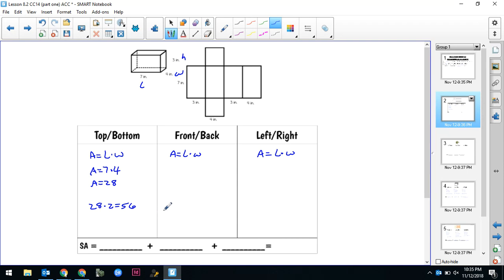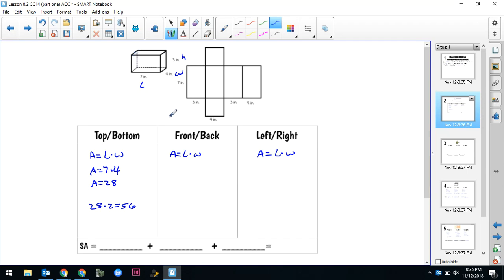Now, when we look at the front and the back, this is where I would suggest trying to imagine which one of those rectangles, which one of those faces is closest to you. Now, be careful here. We still use length and width because they're all rectangles, but in this case, our length and our width of the front might actually be the height that we just labeled here.